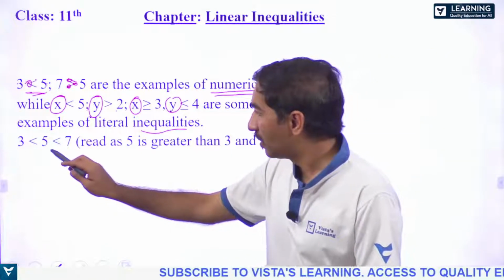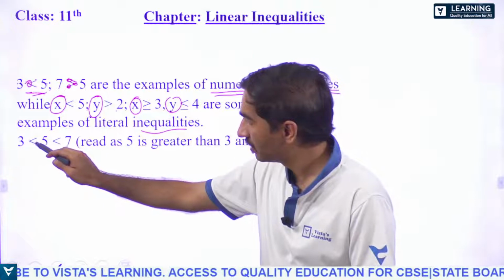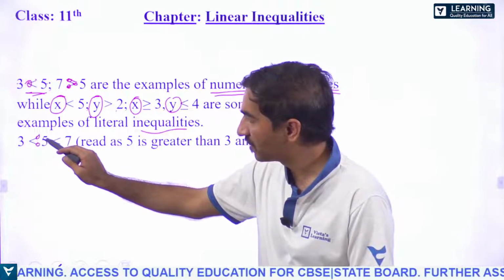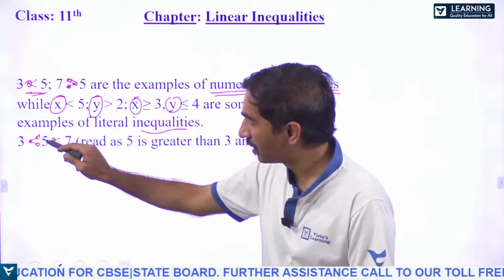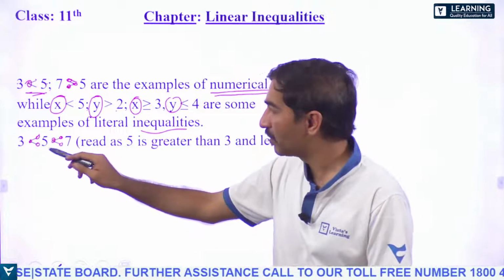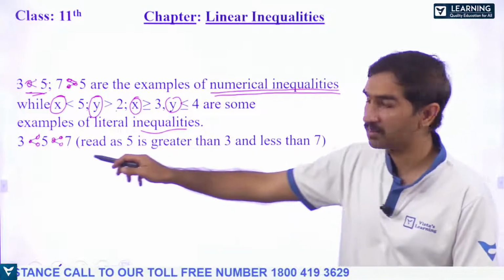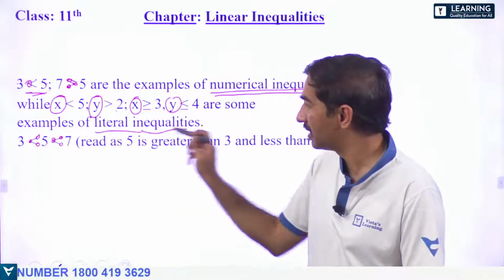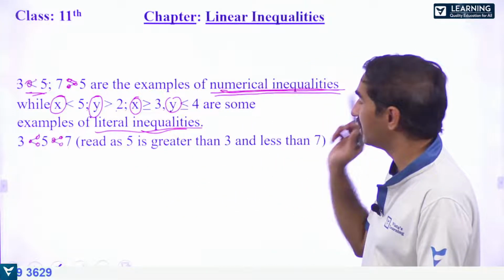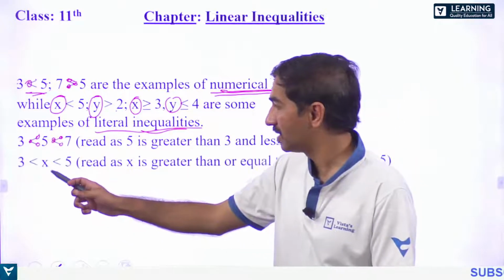Moving on to the next one. Now see this, how is this read? 5 is greater than 3, 2 dots for 5, so that is why 5 is greater than 3, but 5 is lesser, only 1 dot, than 7. It is read as 5 is greater than 3 and less than 7. Understanding? So what are these inequalities called? This is literal inequalities. These are numerical inequalities. This is called as what? We'll see that.